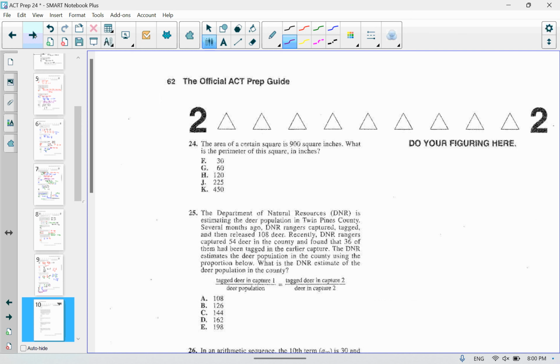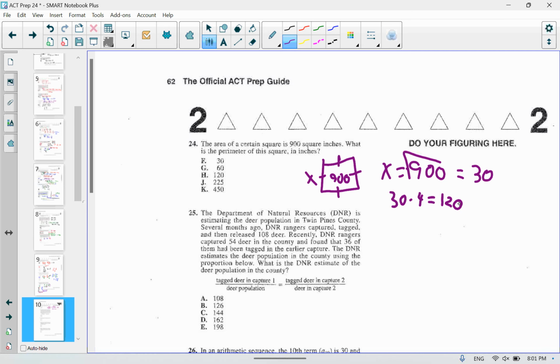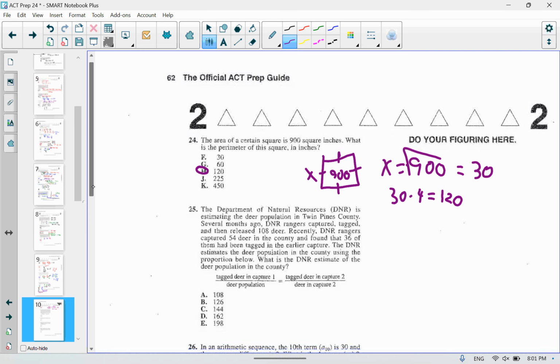The area of a square is 900 square inches. So if I have an area of a square, it's 900. What is the perimeter of the square? Well, square area is side times side, but they have to be equal. So I know that x has to be the square root of 900, which would be 30. Now, if this is 30 and it's a square, all four sides are equal. So I get 30 plus 30 plus 30 plus 30, or just 30 times 4, aka 120 for letter H.